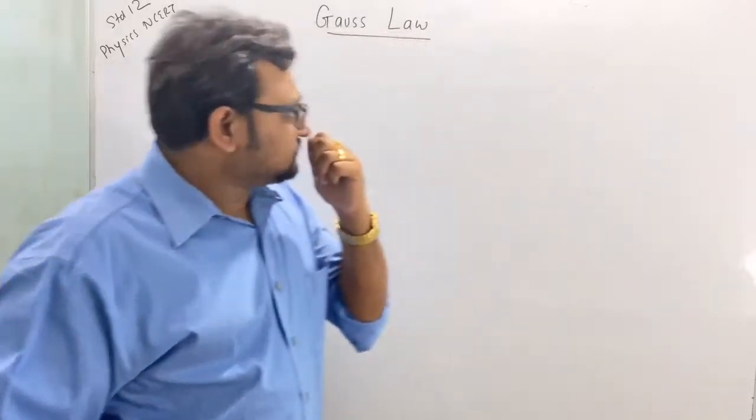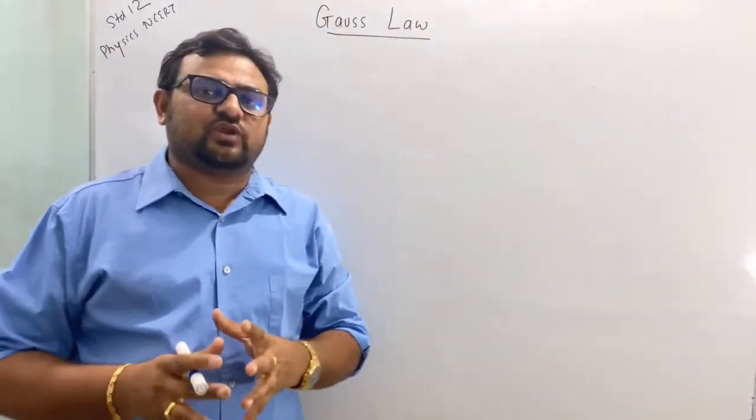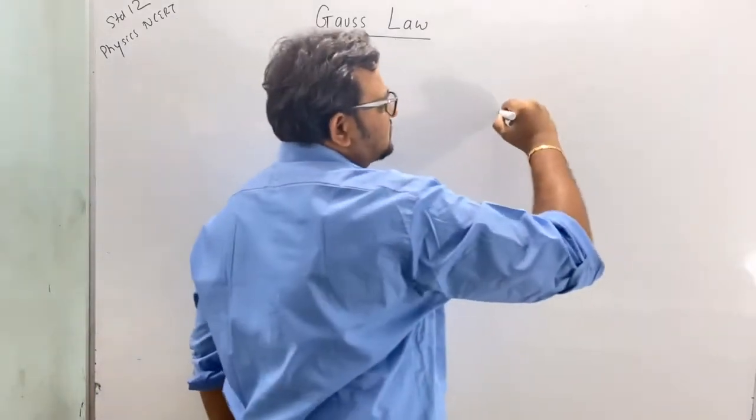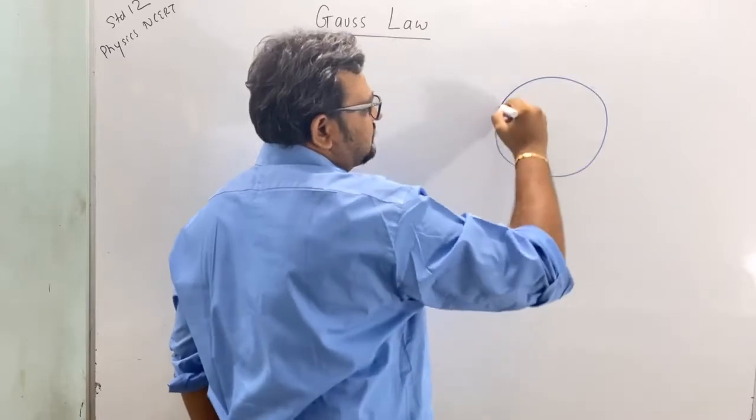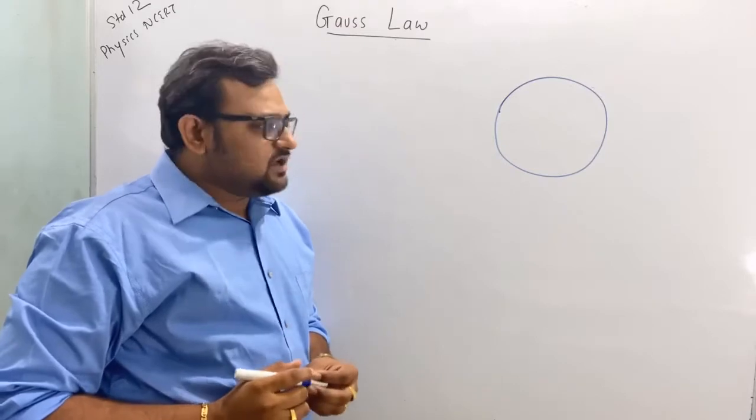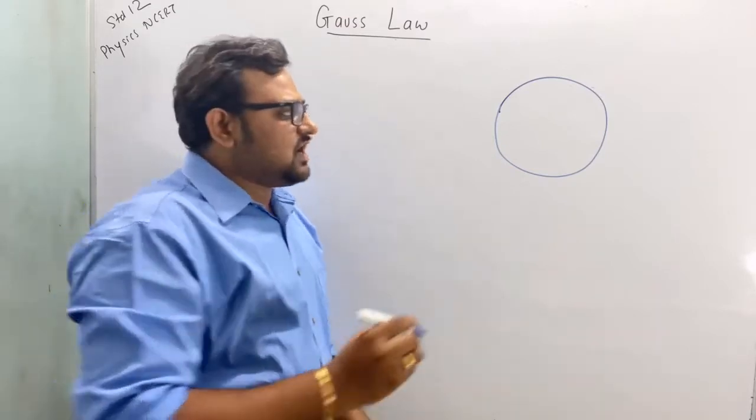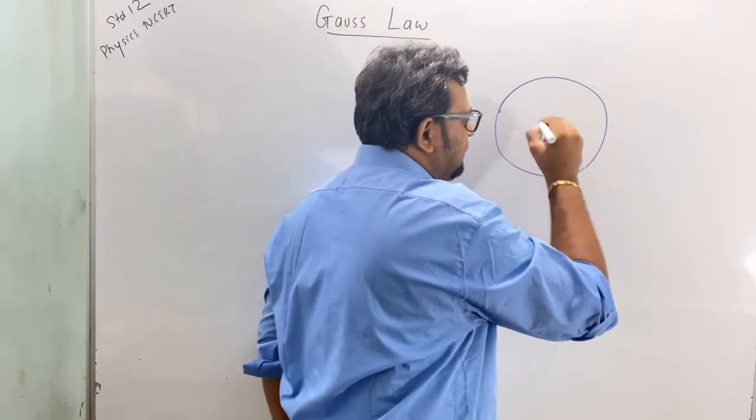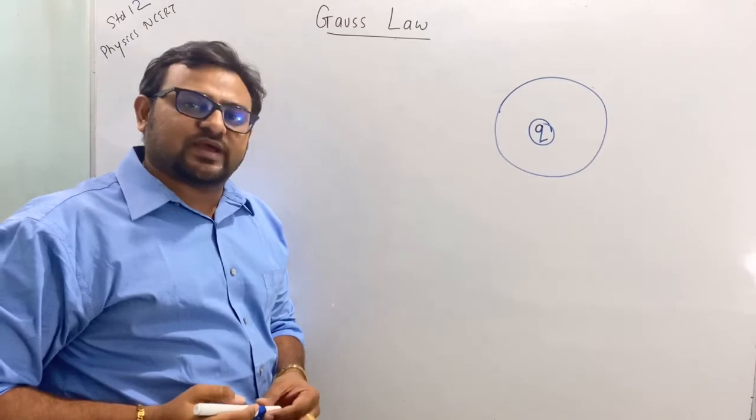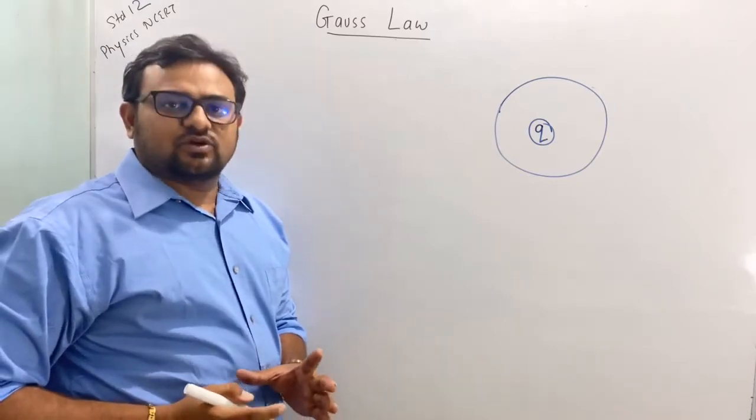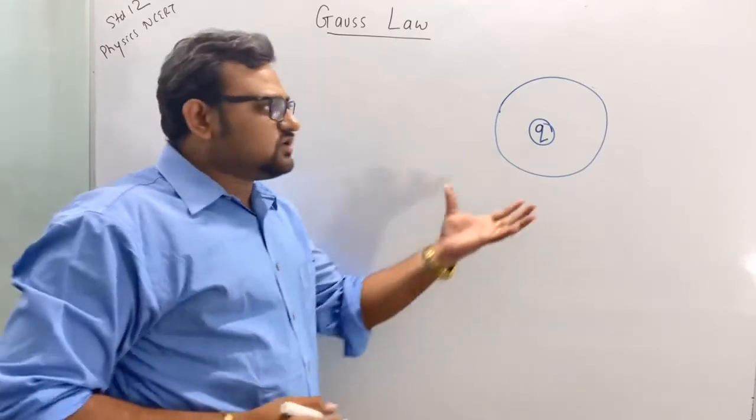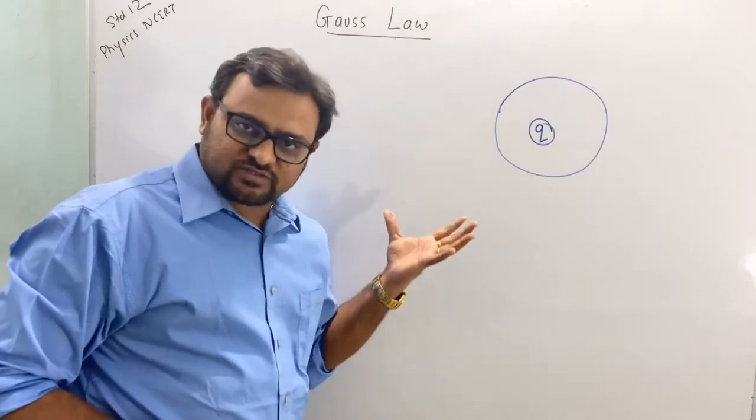So first, to find out the formula for Gauss law, we need to take a closed surface. So let's take a closed spherical surface. I have taken a spherical closed surface. Now let's take a charge Q. I am taking a charge Q inside that spherical surface. Now I have to find out the total flux through this closed surface.